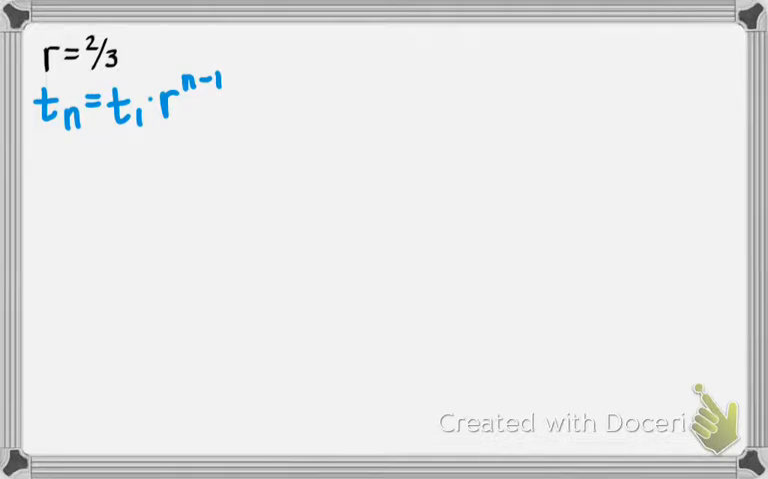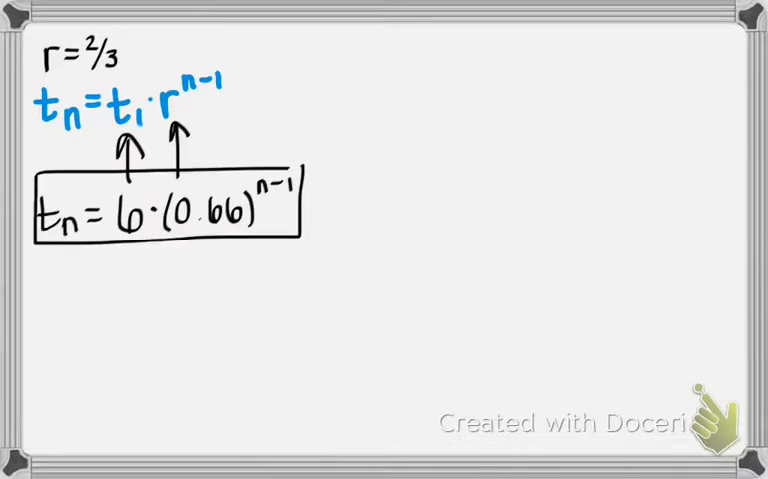Are you guys seeing a theme? So I've written the formula for the nth term, and we're just going to put things in that we already know. I know my starting height is 6 feet, and my common ratio is 2/3, or 0.66. So here my n is the number of bounces, and my Tn is the height of the ball after that bounce.